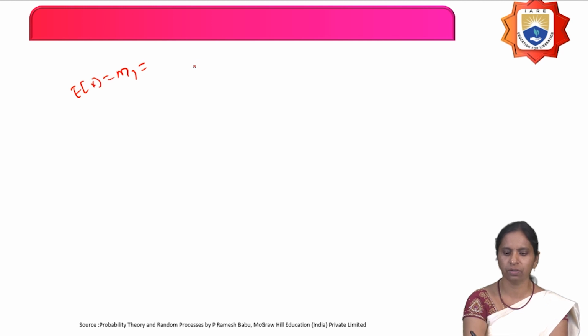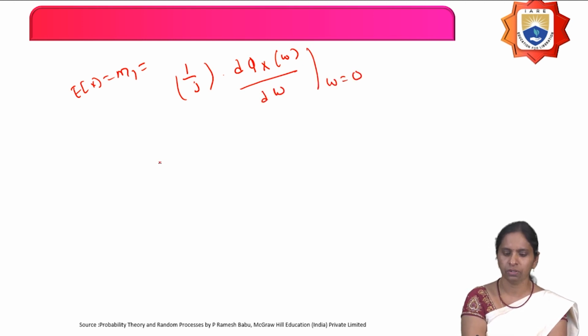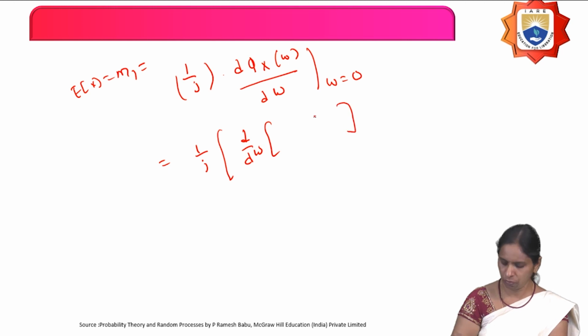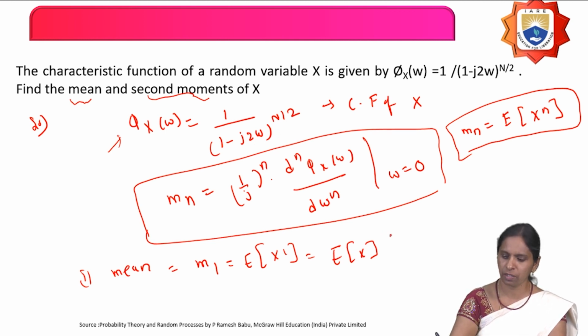E of x is equal to what? 1 by j. You have to substitute in the previous formula n as 1. So, d by d omega at omega equals 0. That equals 1 by j d by d omega of, so what is the characteristic function they have given? They have given 1 by (1 minus j 2 omega) power n by 2. In this you have to substitute n equals 1 so that you are going to get the mean.